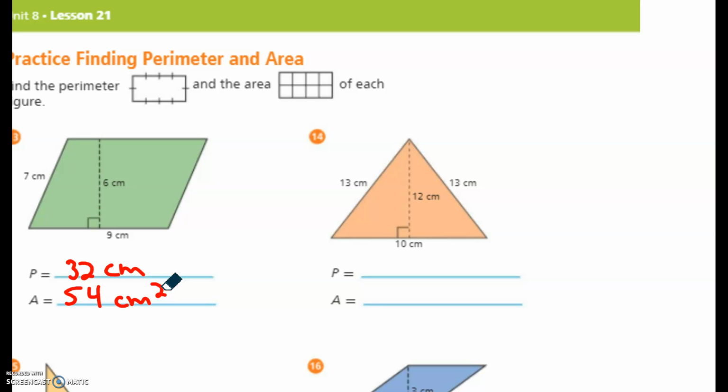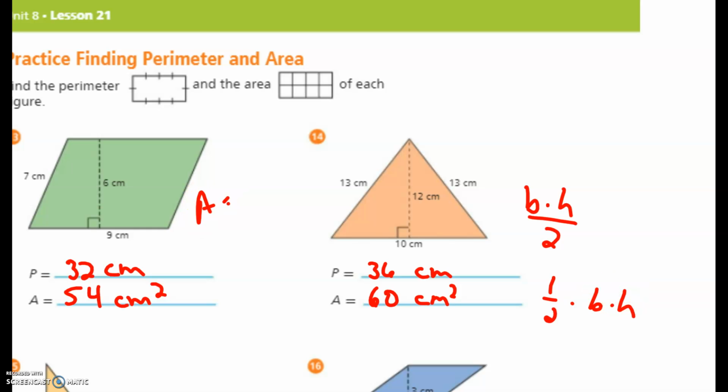Over here, perimeter, 13 plus 13 plus 10, 36 centimeters. And the area, half the base times the height. So it would be 60 centimeters squared. If you had 120, you figured out the area of the whole parallelogram. You forgot to divide it by 2. And if it helps you, just write those formulas down, for the area, if it helps you, write those down.